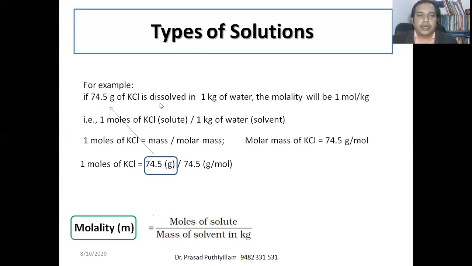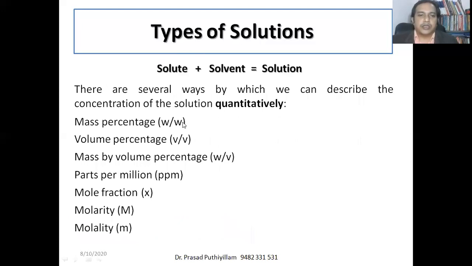So now it is clear how 74.5 gram of potassium chloride dissolved in 1 kilogram of water becomes 1 molal. Molality can be calculated as the number of moles of solute upon mass of solvent in kilogram. So these are the different ways of representing the concentration of a solution: how much solute and how much solvent is present.